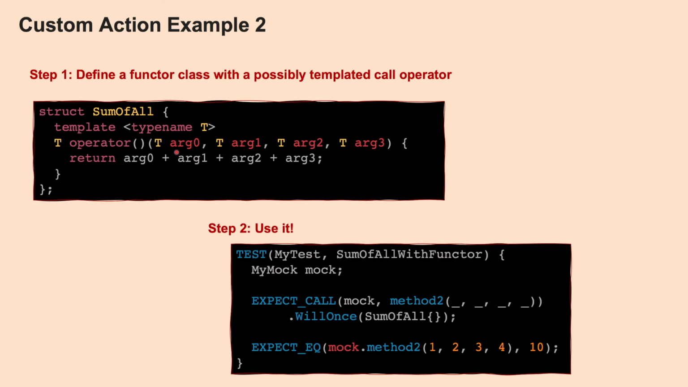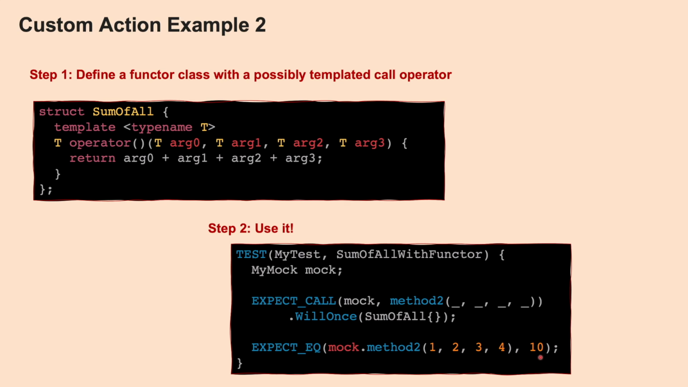Here is another example in which I'm defining a functor that adds up all of its parameters. There are 4 parameters, it adds them up and returns the value. So if I call this method that takes 4 parameters, here I'm saying pass those 4 parameters to the sum of all method and return the result of this method, which is the sum of all of these arguments. So if you call it with 1, 2, 3, and 4, the return value should be the sum of these values, which is 10.